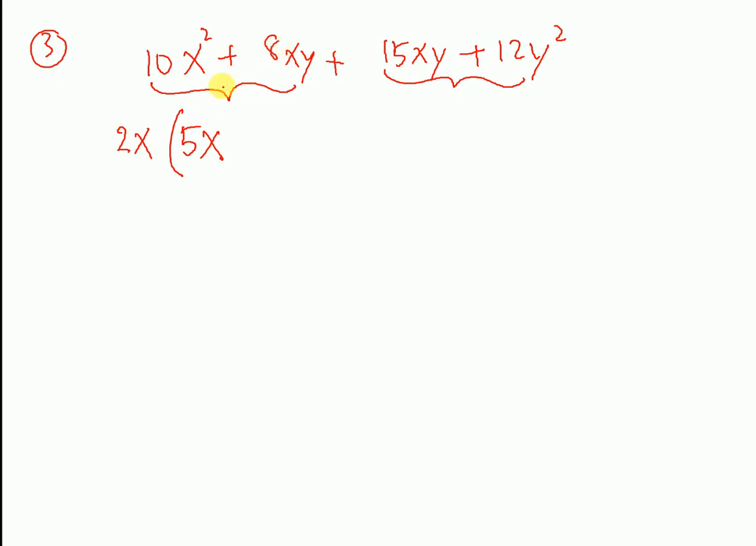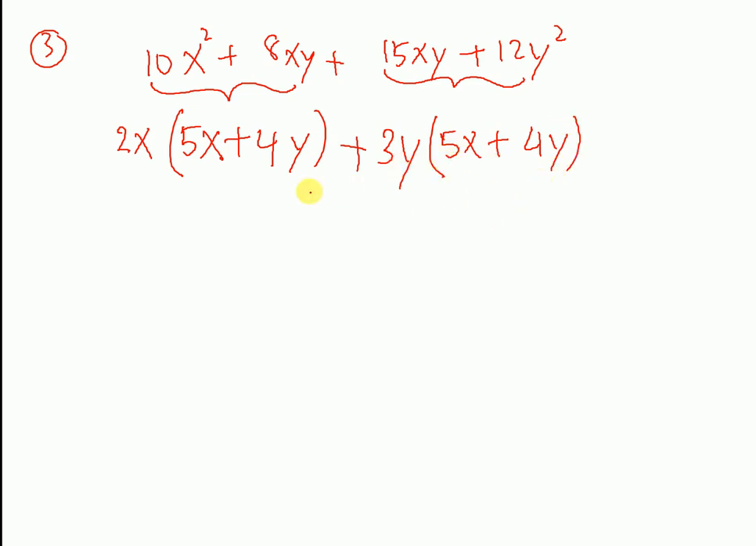The second term, I took out 2, I have 4 left. And I took out the x, I have only y left. The same thing for the second term: 15 and 12 have a common factor of 3. And x, y, and y, of course, stays y. Now, I took out 3y, that's 5x left, and then there's 4y left.